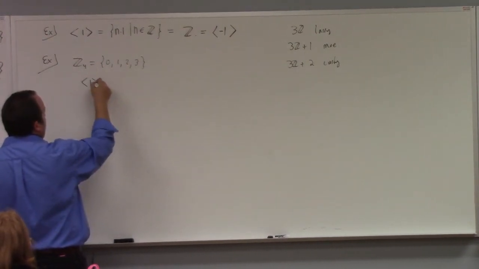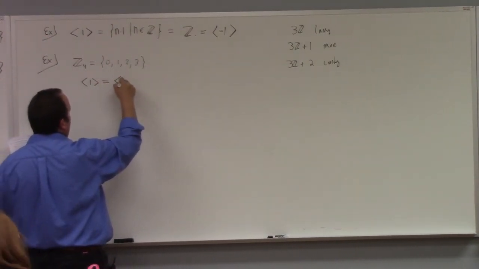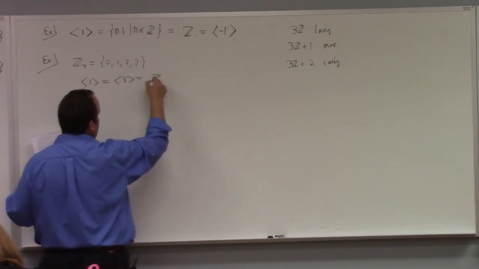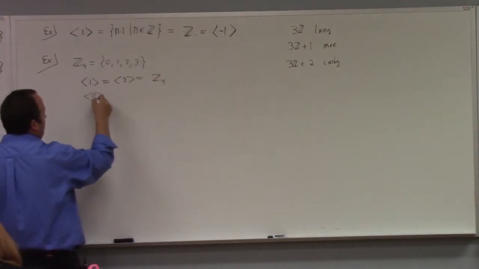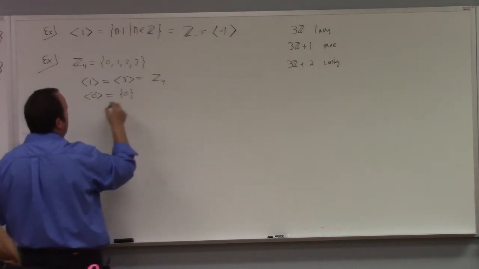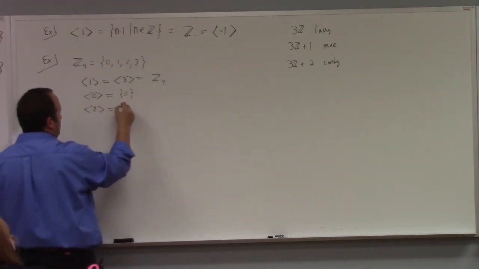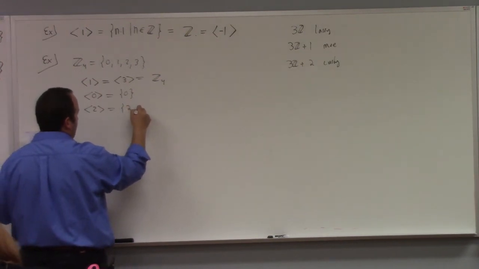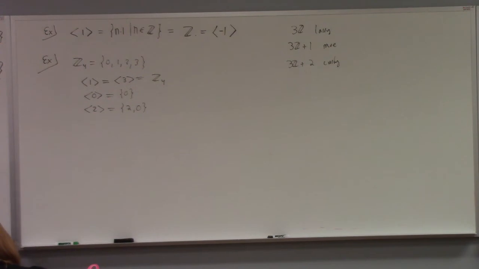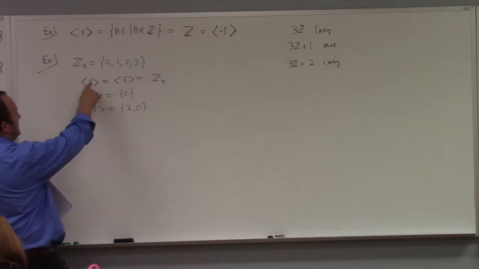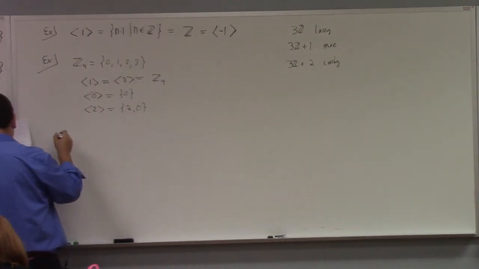So in Z4, if we look at 1 or 3, we get Z4 back again. If you look at the cyclic subgroup generated by 0, it's just 0 again. And if you look at the cyclic subgroup generated by 2, you get 2 and 0. Or you could start with 0, if you like. I mean, 0, 2. The point is that's it, right? Because 2 plus 2 is 0, which is order 2. So those are the cyclic subgroups generated by various elements of Z4. There are two things in Z4 that generate it.